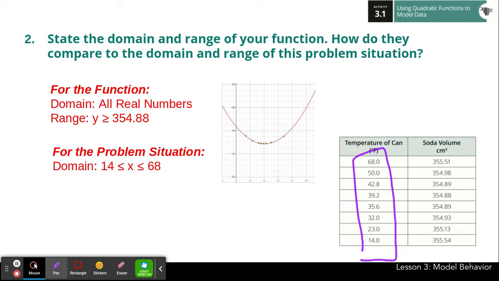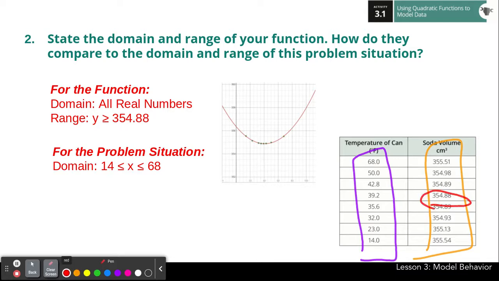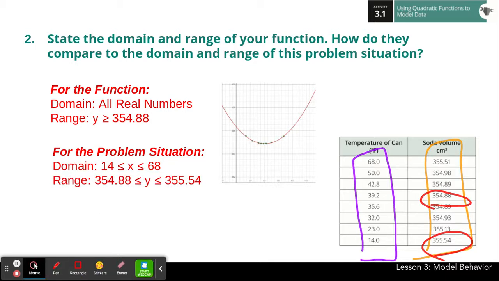And then the range, let me change my color, would be all of your outputs. So we need to see where the lowest and the highest are. So this one takes a little bit more time. We've already discovered that the lowest is the 354.88, and which one is the highest? So 355 looks like that's going to be your highest. So our range is going to be everything in between those two values. So y is everything greater than or equal to 354.88, and it's less than or equal to 355.54.